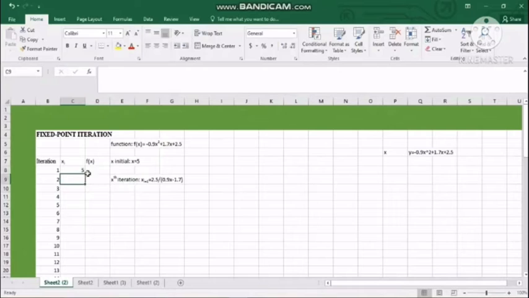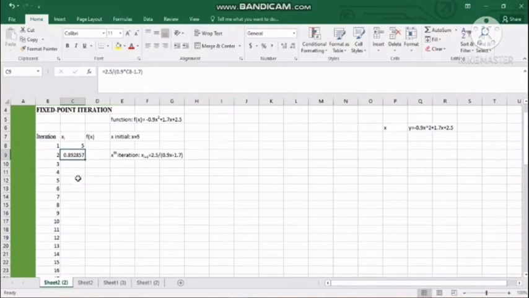And in getting the x values, we will just substitute the x initial to the x iteration, which is equal to 2.5 all over 0.9 times x initial minus 1.7. Then drag it down until we have values that are equal to each other.